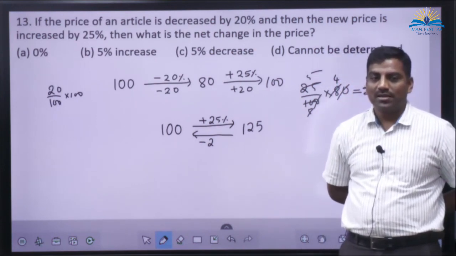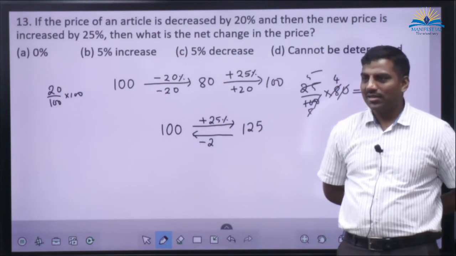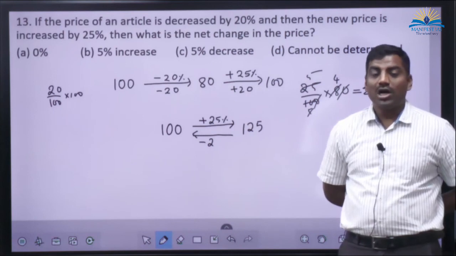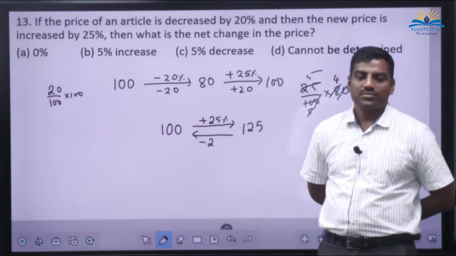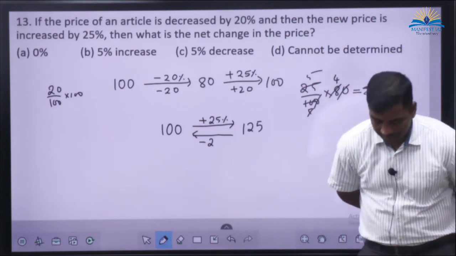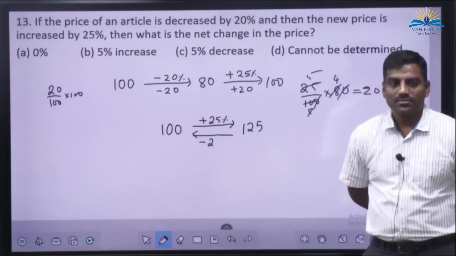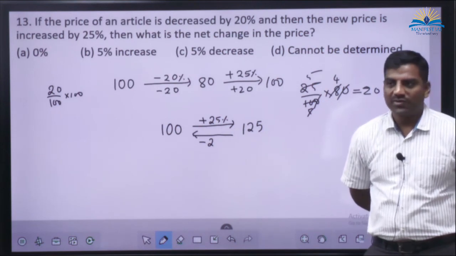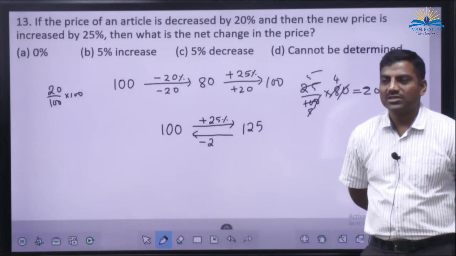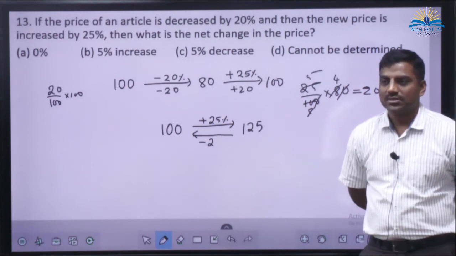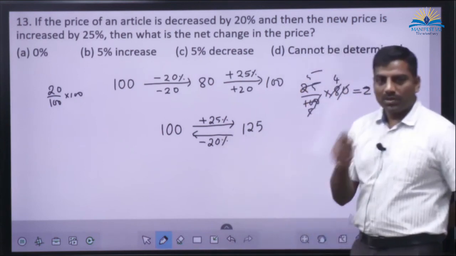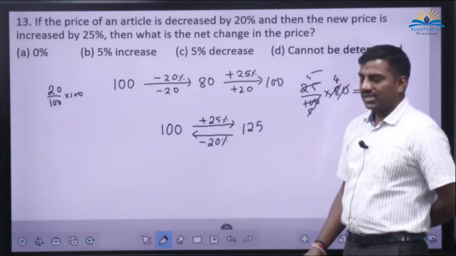If you understand the knack of this 20-25, you will be through. 25 is what percentage of 125? Okay, tell me. 25 is 1/5 of 125. 1/5 is what percentage? 20%, no?